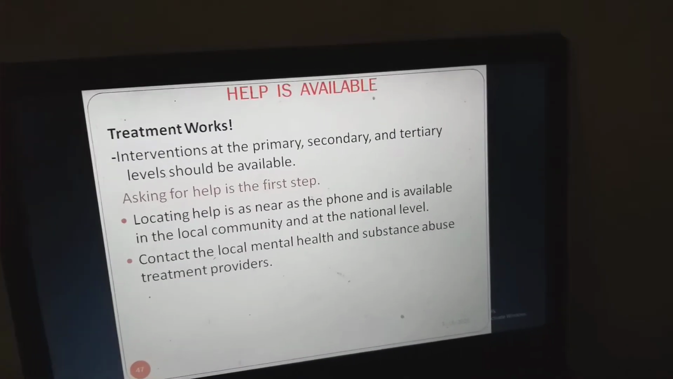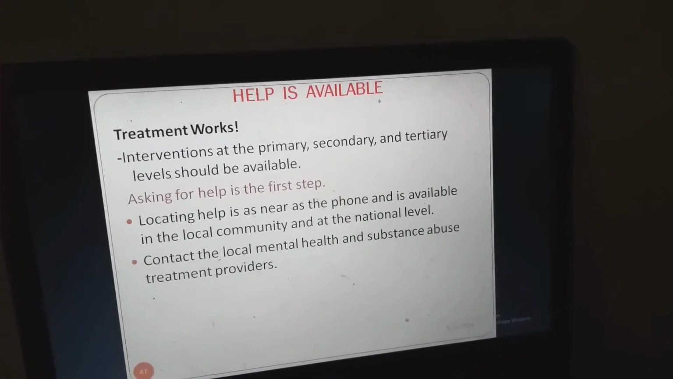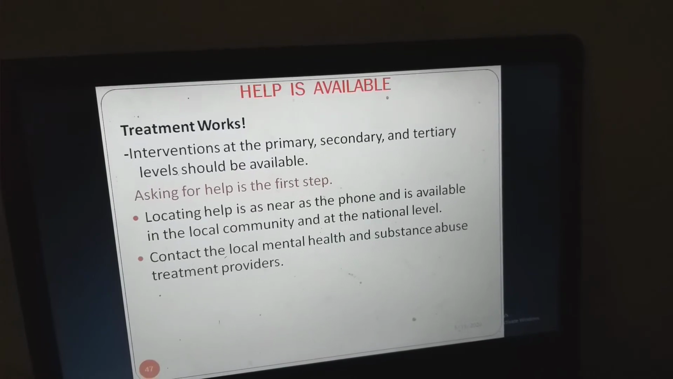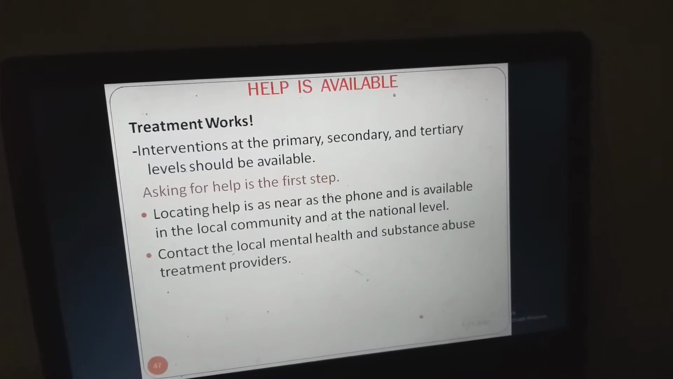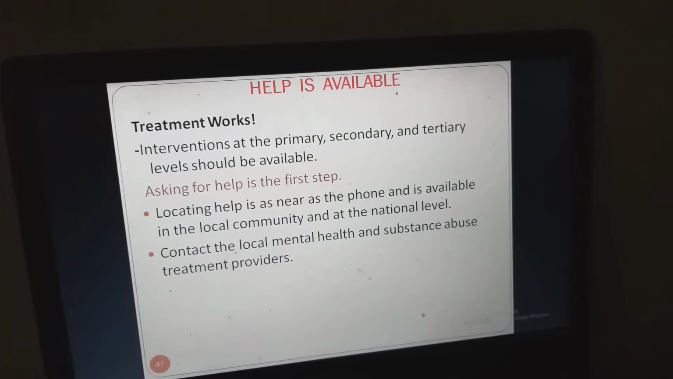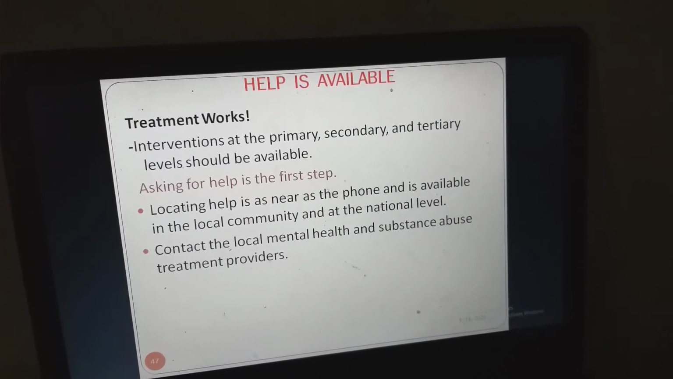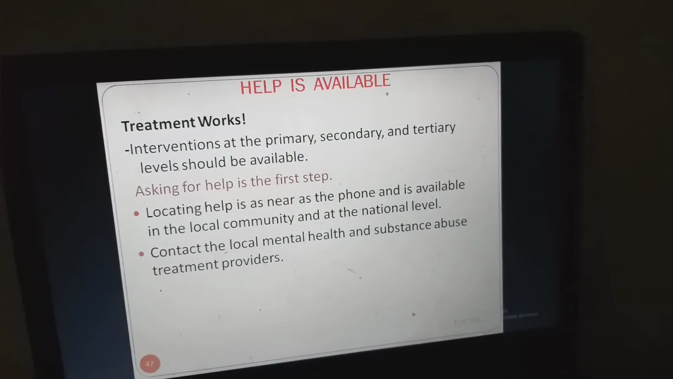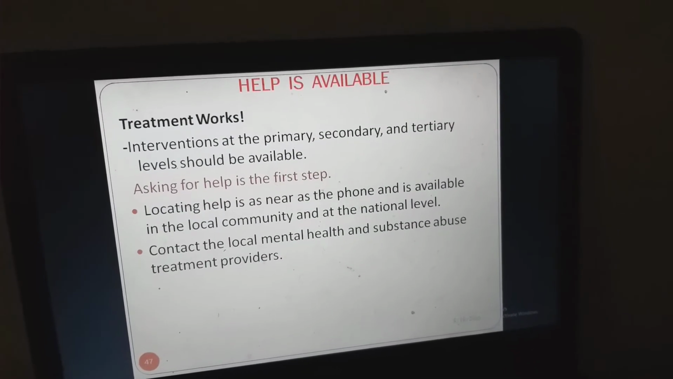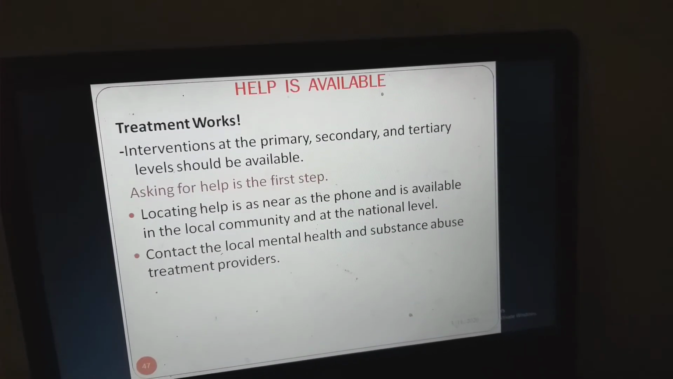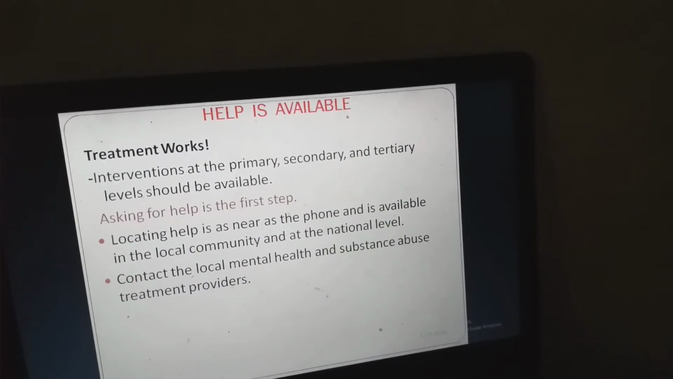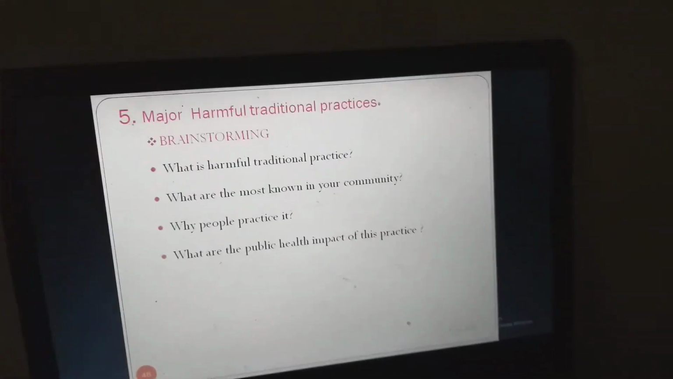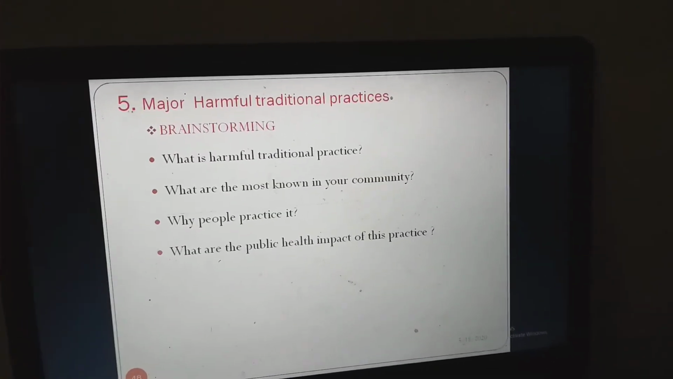Help is available. Treatment works. Intervention at the primary, secondary, and tertiary levels should be available. Asking for help is the first step. Locating help is as near as the phone and is available in the local community and at the national level. Contact the local mental health and substance abuse treatment providers. This is all about alcohol and drugs.